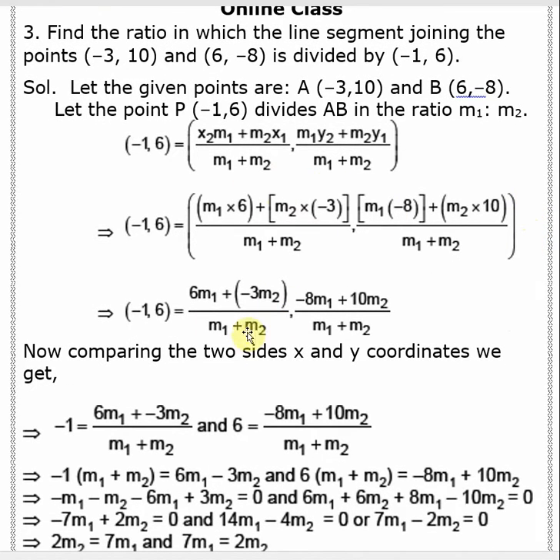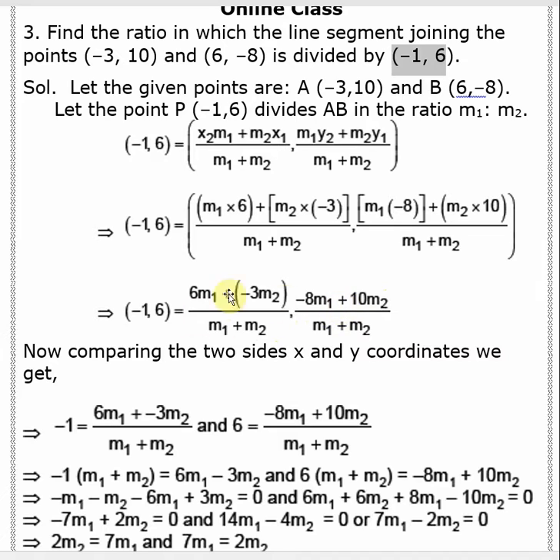The calculation is done over here, you can see. Just one small thing I will tell you about this calculation. The minus 1 comma 6 equals to this whole thing. Now if you put all the values of x1, y1, x2, y2 and x, y over here, this is x, y, this is x2, this is x1, this is y2, this is y1. If you do this, then the equation looks like this: minus 1 comma 6 equals to (6 m1 plus or minus 3 m2) by (m1 plus m2) comma (minus 8 m1 plus 10 m2) by (m1 plus m2).